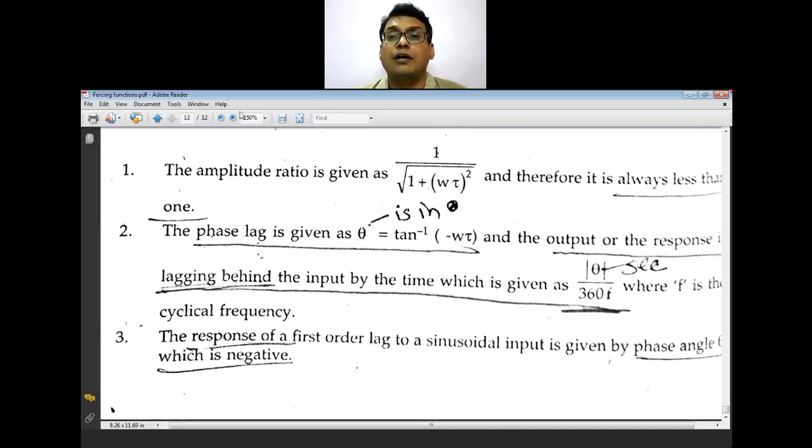So this is related to the derivations or the inputs for the first order system with the four forcing functions. Now we will see the different numericals related to this.